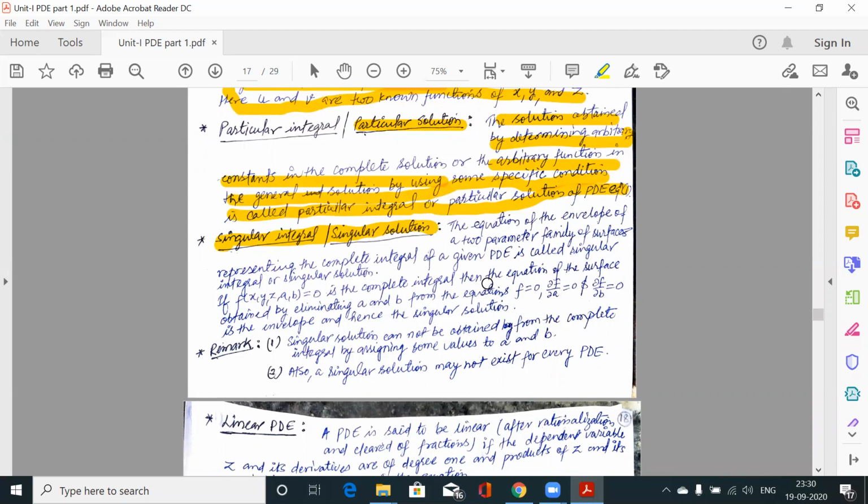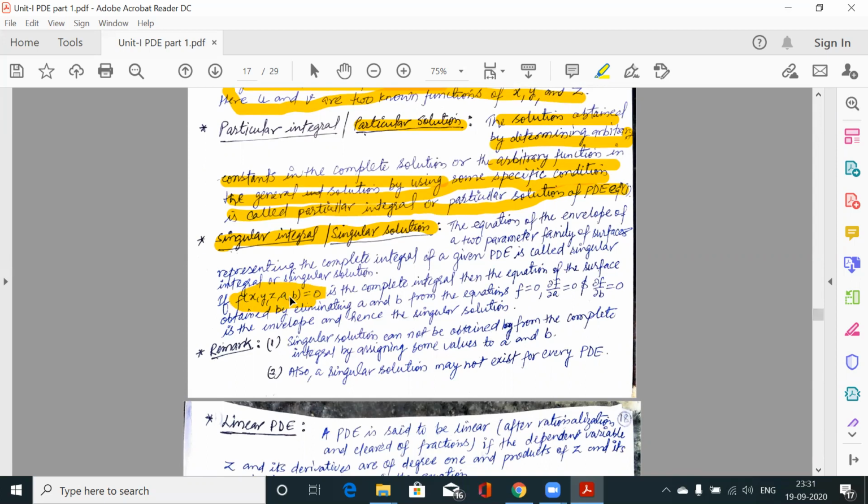Okay, I will revise it. The definition: the envelope of a family of surfaces is the single surface or single curve which touches every member of that family. I repeat, the envelope of a family of surfaces is the single curve or single surface which touches every member of the family. So this is the definition only. Otherwise, the process of finding the envelope of a family of surfaces is as follows. Suppose this is the family of surfaces.